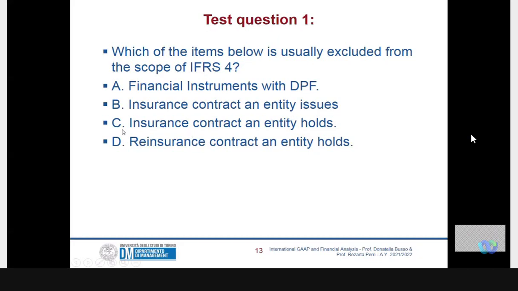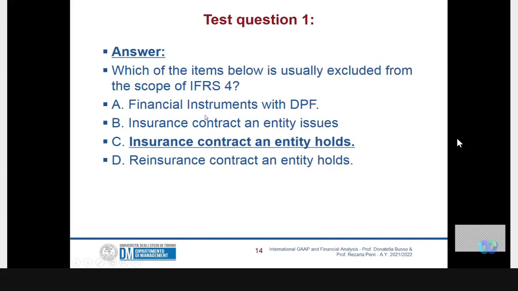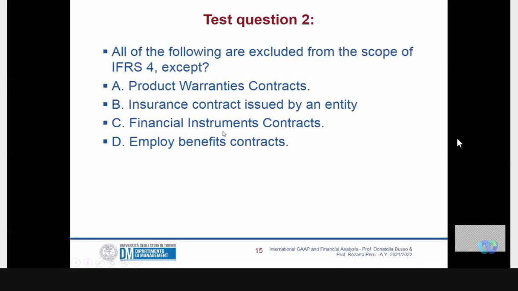And C, alternative C, is the correct one. What is not included in the scope of IFRS 4 are the insurance contracts that an entity holds. This is the exact answer. Alternative C. Let's see another test question over here.